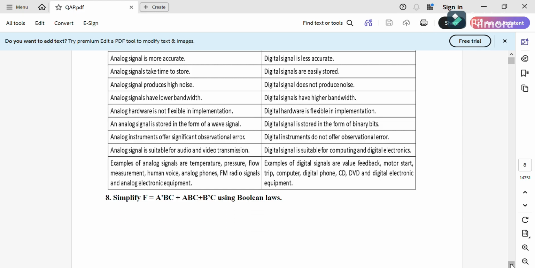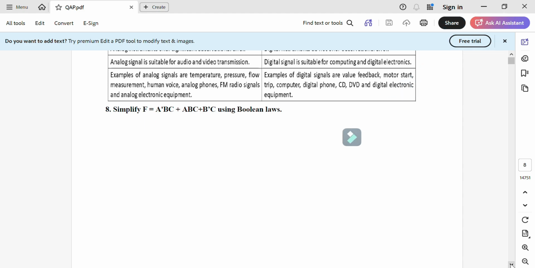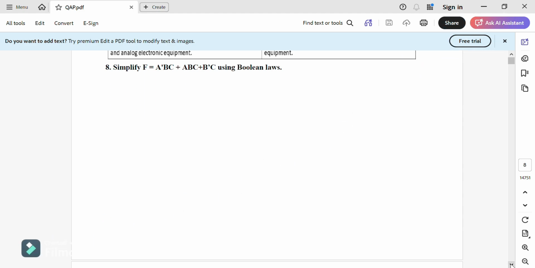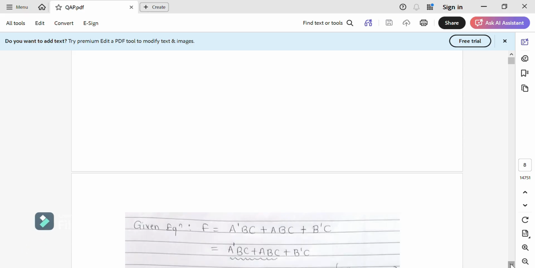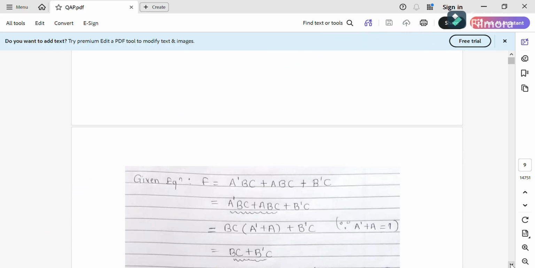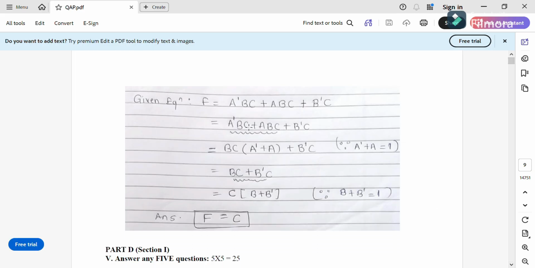Simplify A bar BC plus ABC plus B bar C using the Boolean laws. Mostly here I am going to discuss how to solve using Boolean laws. First write down the given equation: F is equal to A bar BC plus ABC plus B bar C. First find the common terms. Between these two, BC is common. If I take BC common, I get A bar plus A, which is equal to 1. And the remaining thing is written as it is.